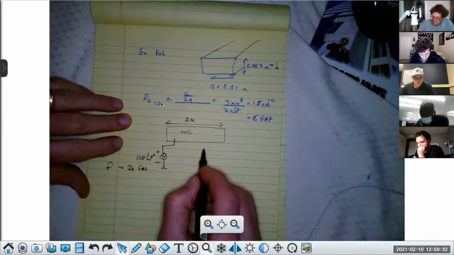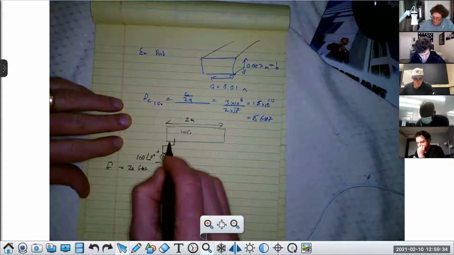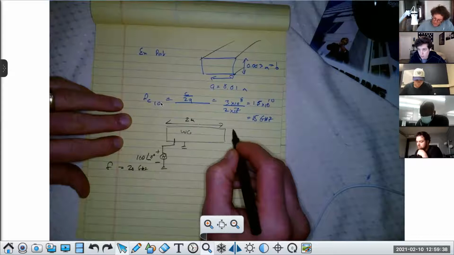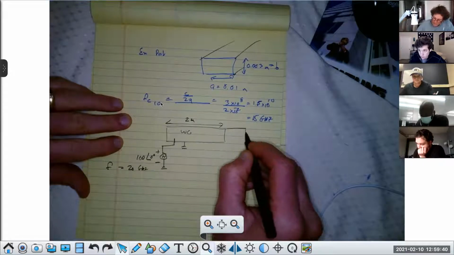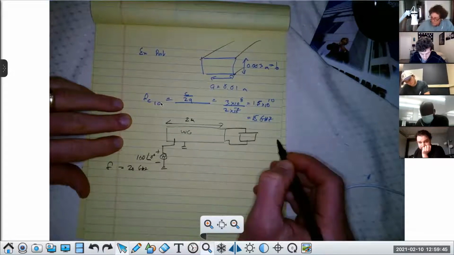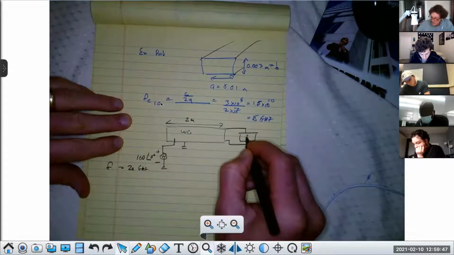You can ground this too, right here, the outer part. And I'm going to have a load over here. I'm just going to show it this way. I'm going to have a load. And ZL is going to be 100 ohms.